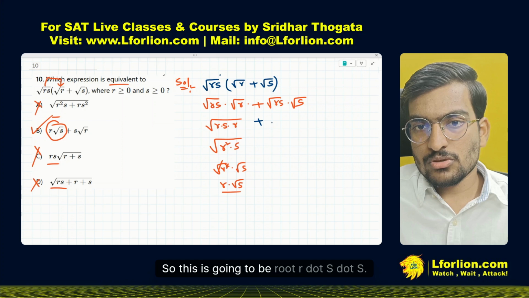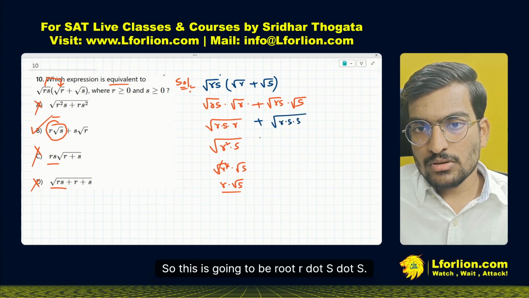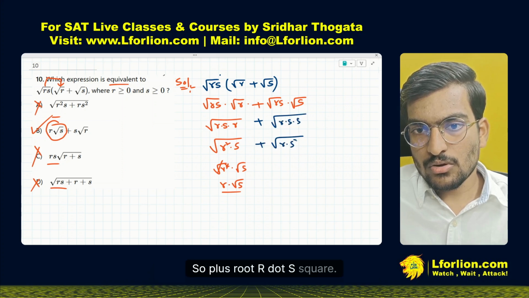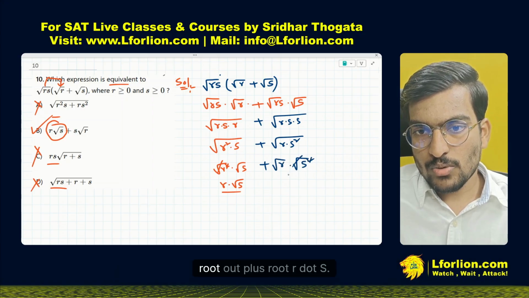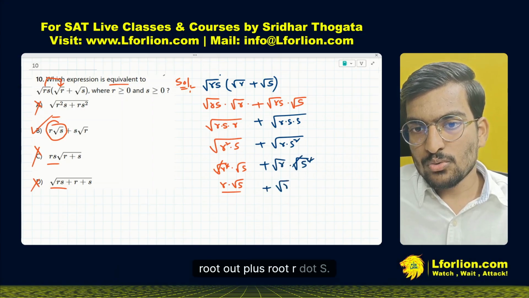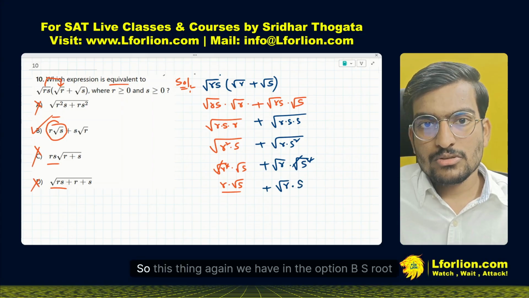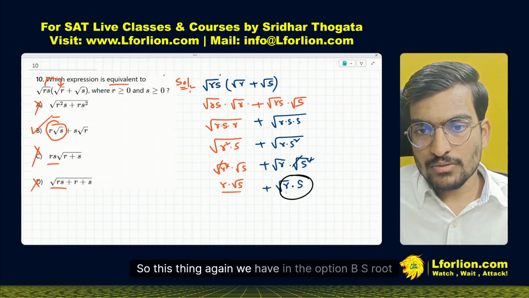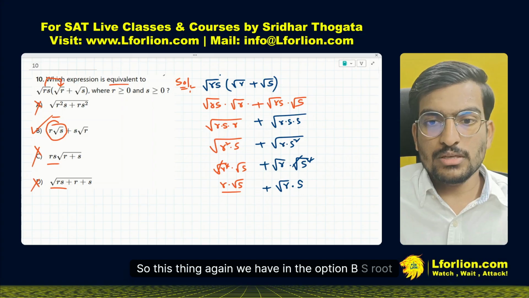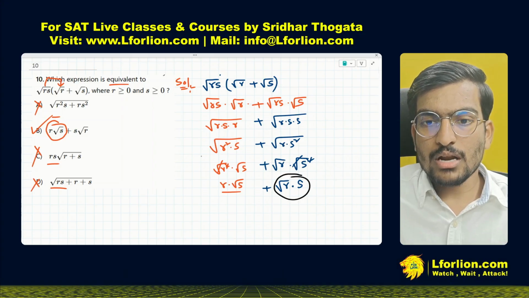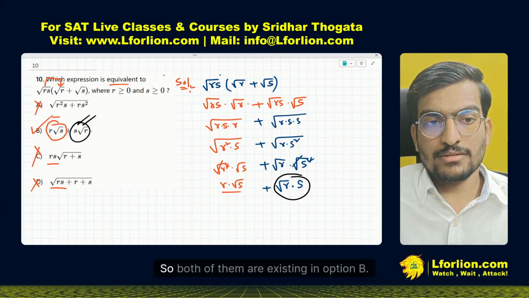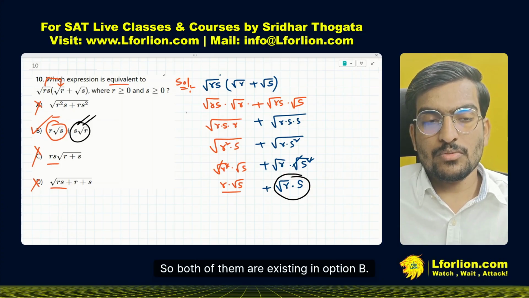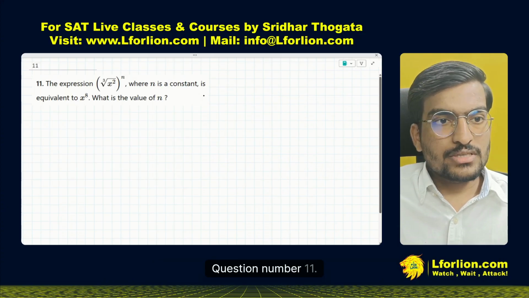So this is going to be root r dot s dot s, so plus root r dot s square. Now again separate r and then root s square, square root out, plus root r dot s. So this thing again we have in option B, s root r or s root rs, root rs. So both of them are existing in option B. It's option B.